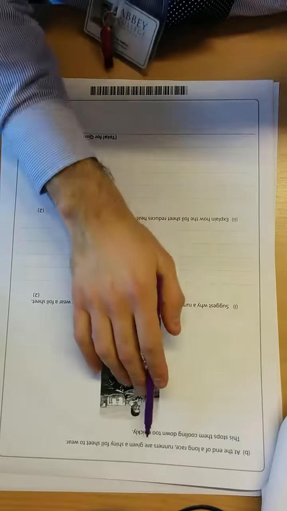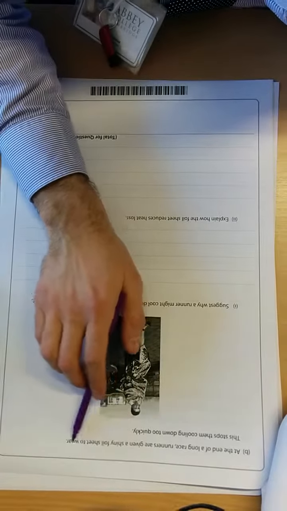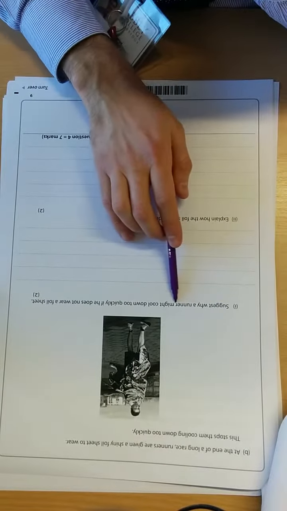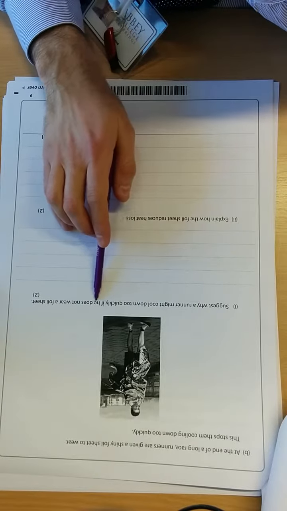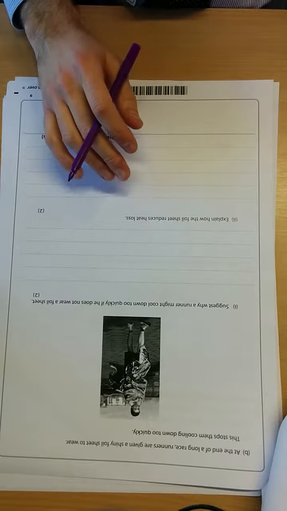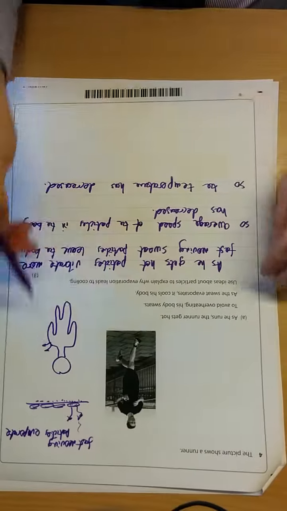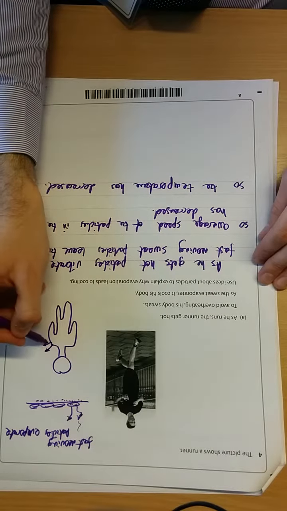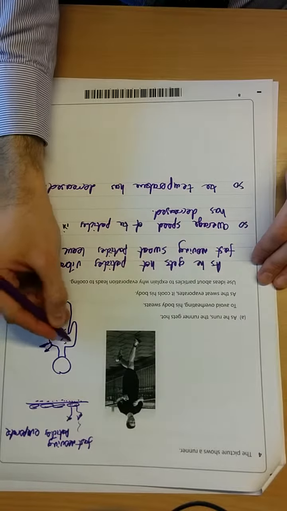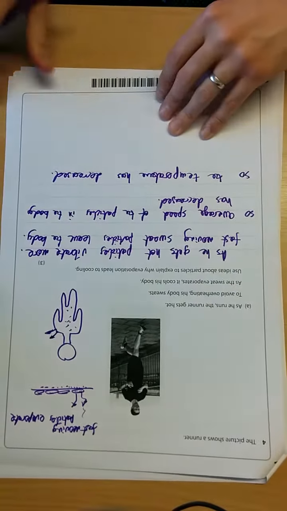Okay, so at the end of the race, the runners are given a shiny foil sheet to wear. This stops them cooling down too quickly. Suggest why a runner might cool down quickly if he does not wear a foil sheet. So if he does not wear a foil sheet, then the sweat will still be evaporating, but he himself is not making more heat.